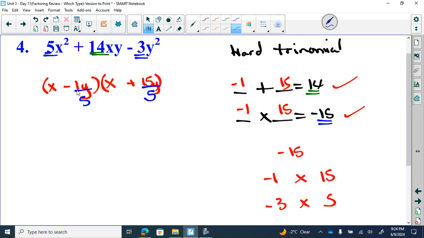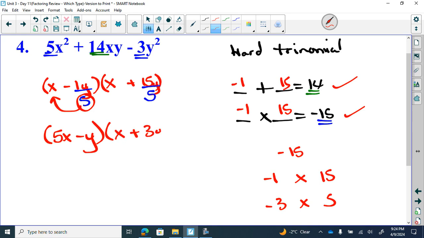1 over 5 does not divide evenly. It's 0.2. So I'm going to slide this up, and I end up with 5 times x minus 1y, or 5x minus y. This next bracket, x plus 15y divided by 5, would be 3y.